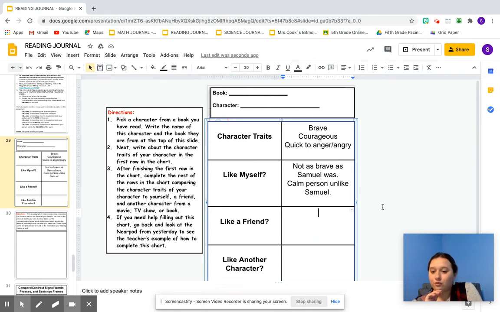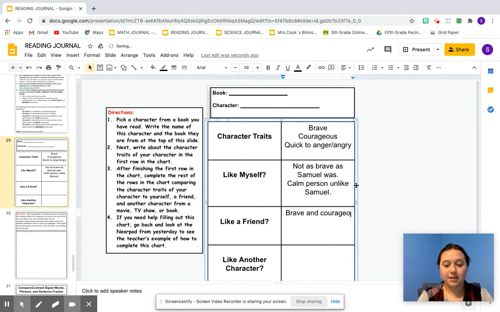So then, like a friend. So if I were to think of a friend, so I'm thinking of one in my head, and I'm not going to say her name out loud, and you don't have to either in your chart, but I'm thinking of someone I know. I actually have a friend who is in the Army. She is in the National Guard. So I would say that when compared to Samuel, her character traits are very brave and courageous as well.